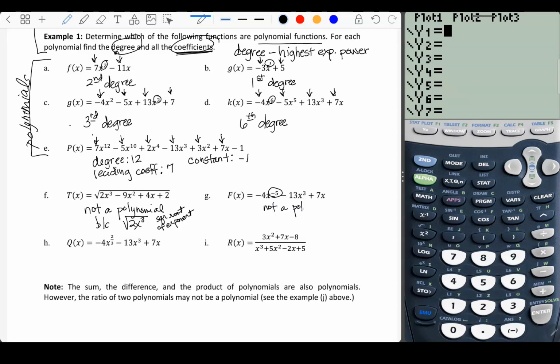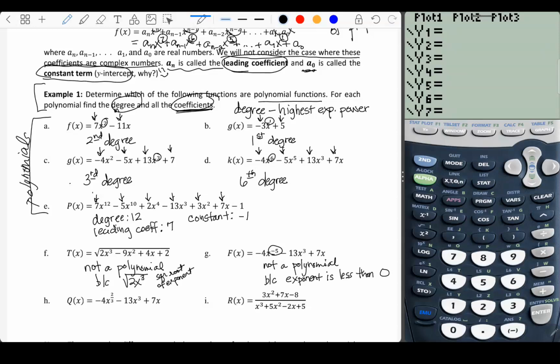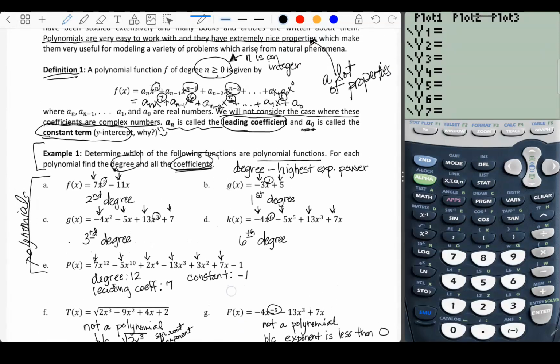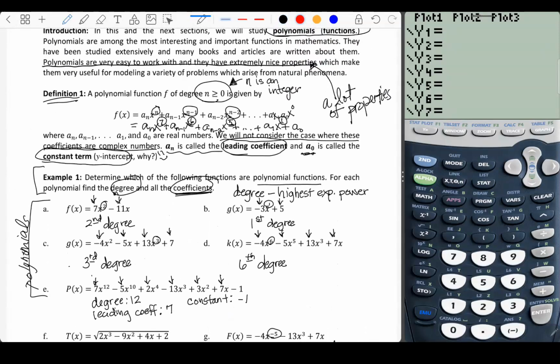On G, it's not a polynomial because we have an integer that's negative. Notice up there on that definition, n is greater than or equal to 0, so we have to have non-negative exponents. So we cannot have an exponent less than 0. Right there, that's where that definition has it.